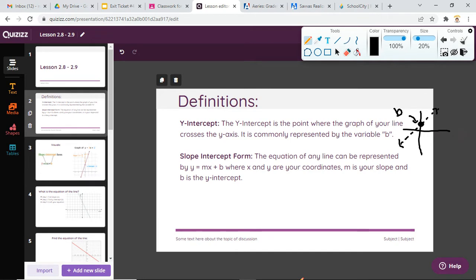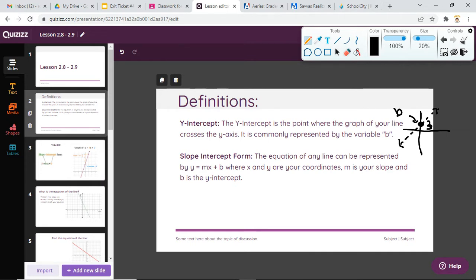So it's simply the point where your line crosses the y-axis. If this point is at 2, then b would be equal to 2. If it was at 3, then b would be equal to 3. It's whatever number the y-axis is at when your line crosses it.